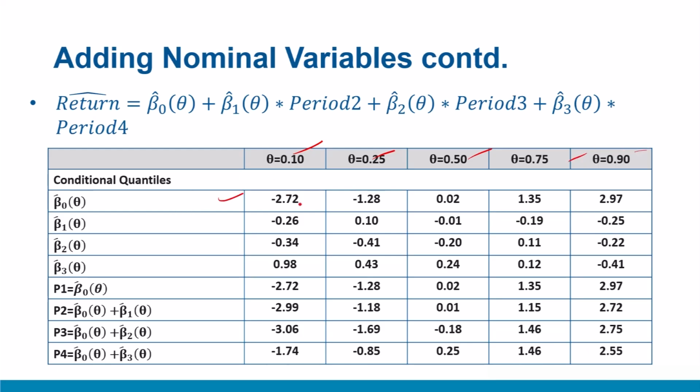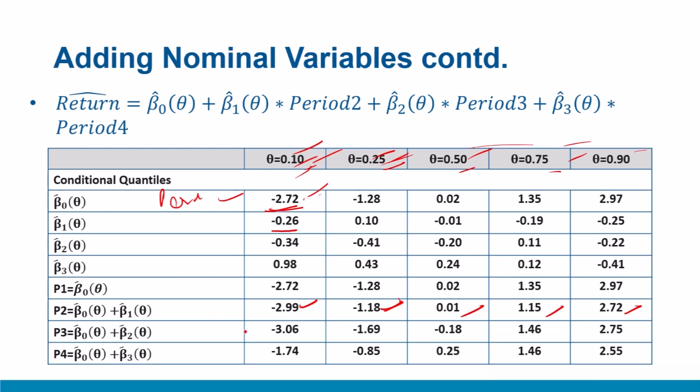Notice beta naught, the reference category, is minus 2.72, which is the period 1 result for the 10 percentile. So all these results, beta naught for 25, 50, 75 and so on, are period 1 returns for the respective quantiles. Now, let's suppose you want period 2 for a particular quantile, let's say the 10 percentile. In that case, you have to add this minus 2.72 to this one and you'll get this. Similarly, for period 2, the 25 percentile or Q1 is this, then median, Q3 and 90.